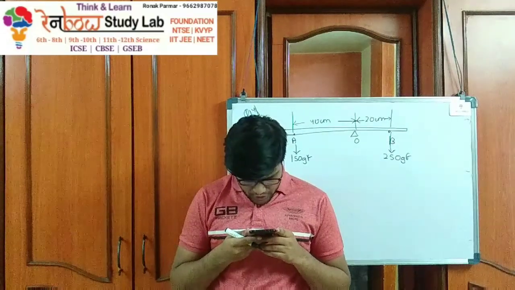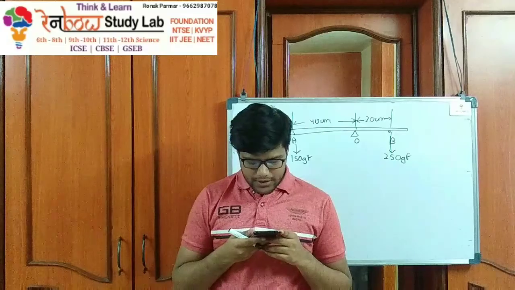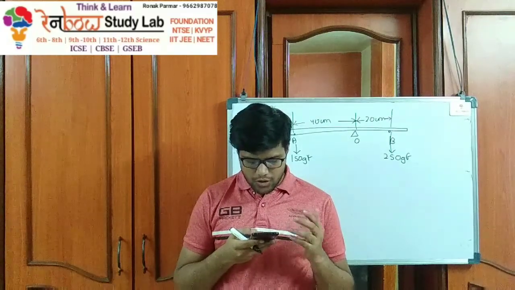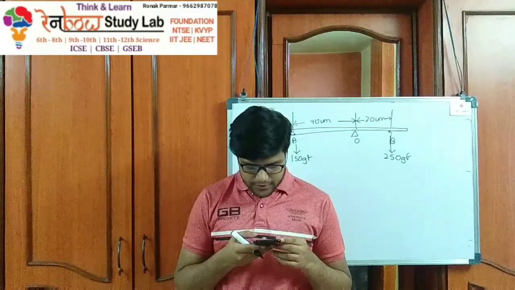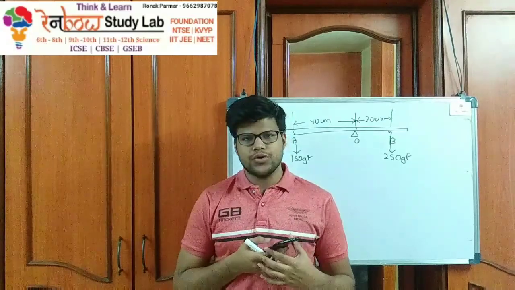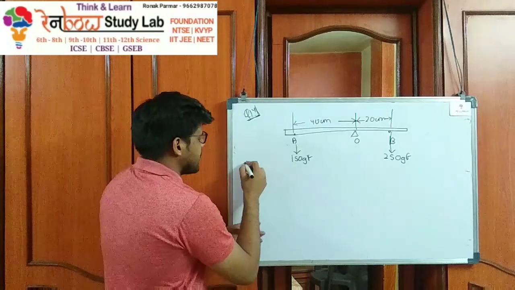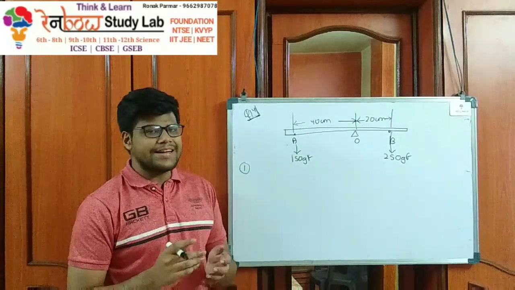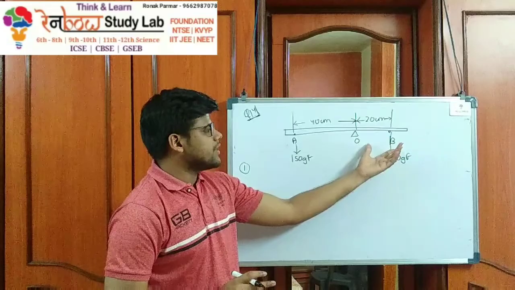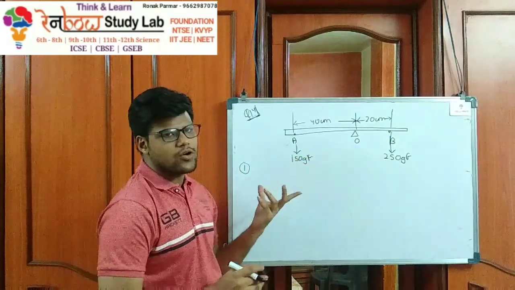The question asks: first, the total anti-clockwise movement; second, the total clockwise movement; third, the difference; and fourth is a different question. So we'll solve the first, second and third parts, which are very easy. The first part, the total anti-clockwise. This will be creating a clockwise movement and this will create an anti-clockwise movement.